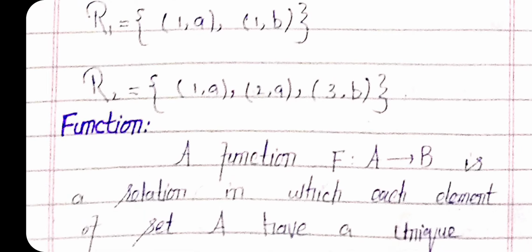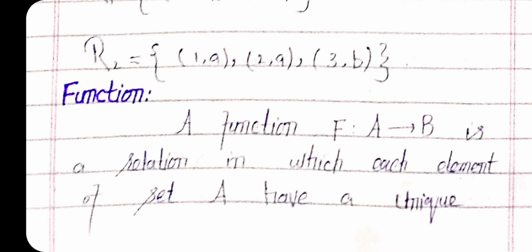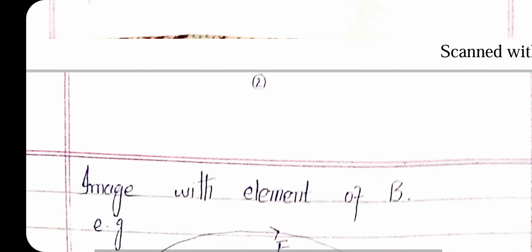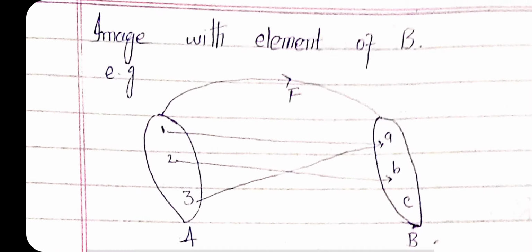A function is a relation in which each element of a set A has a unique image in the set B. That's why we discussed the definition of relation, because every function is a relation. Every function is a relation, but every relation is not a function. A relation from A to B is a function if every element of A has a unique image in B. That's why every relation is not a function, but every function is a relation.